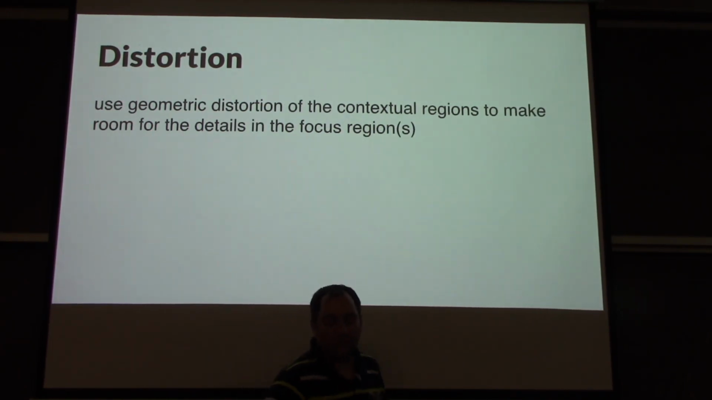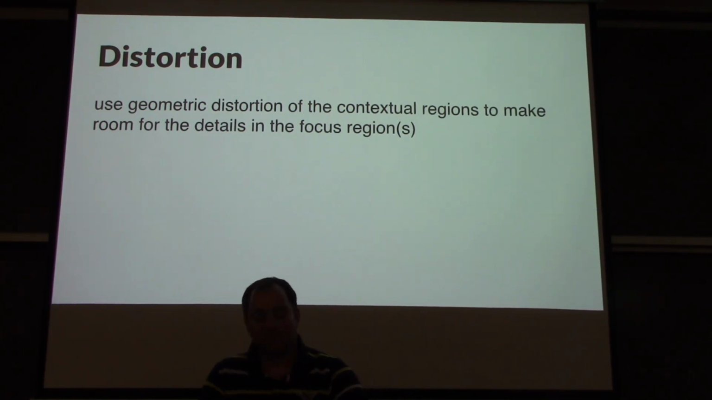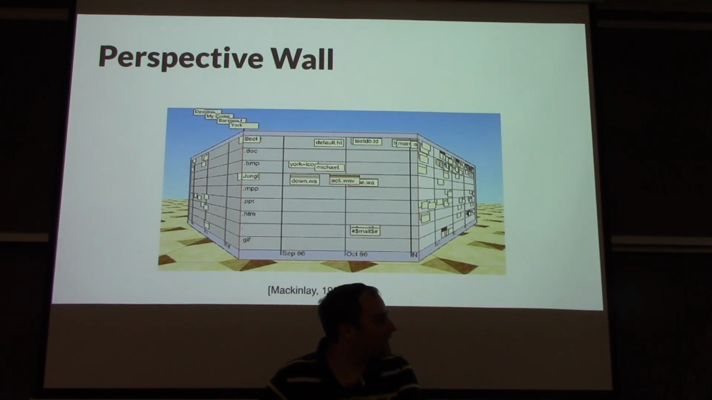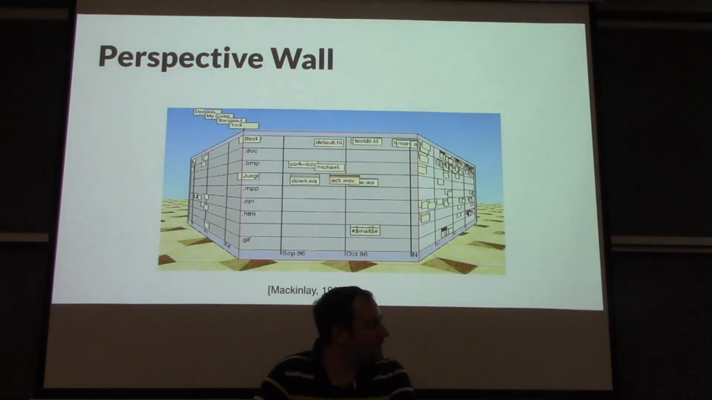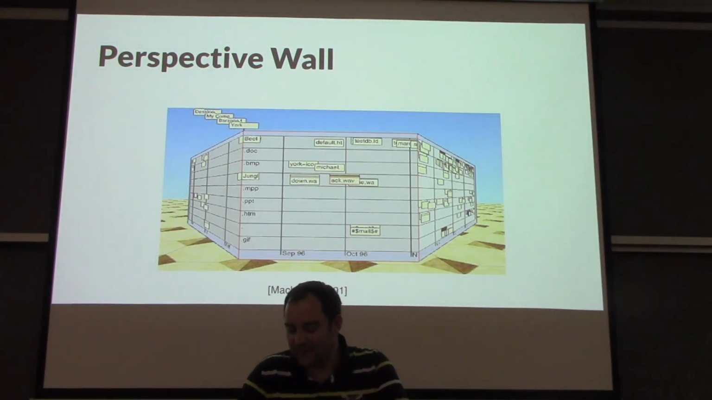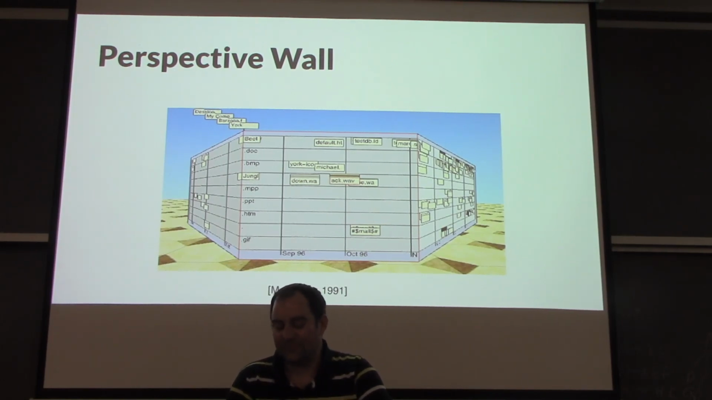We talked about distortion, where we used geometric distortion for the contextual regions to make room for details in the focus regions. And as you remember, I was kind of critical about that. Here is the perspective wall, which shows you how files have changed on a hard drive over time. The idea here is that the center area is readable, but you can still get a sense of what is going on back there. You can't read it, but you see that there's a lot of stuff going on.